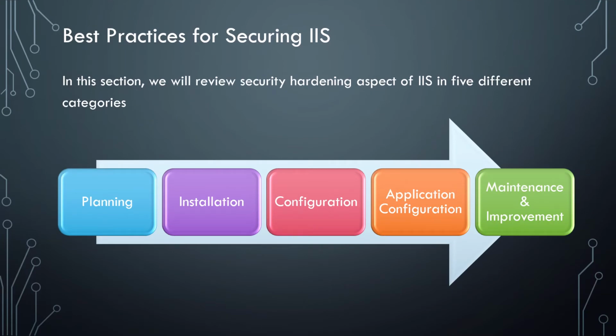Web servers are one of the most exposed and targeted systems on the network. IIS server is the preferred choice for hosting applications developed using Microsoft technology. IIS also provides support for hosting applications developed using other platforms through a module-based approach. In this presentation, we will look into the security hardening aspects of IIS in 5 categories, spanning from inception to implementation. These categories are planning, installation, configuration of the application hosted on this web server, and lastly, maintenance and improvement.